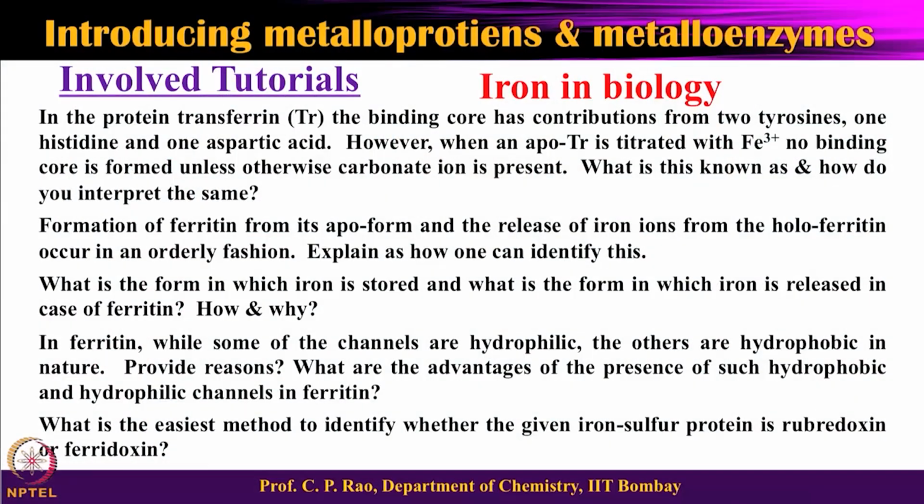Okay, let us come to the next question. Formation of ferritin from its apoform and the release of the ions from the hollow ferritin occur in an orderly fashion. Explain how. You know that the ferritin core is huge, about 70 to 80 angstrom, about 7 to 8 nanometers in diameter, and therefore about 4,500 ions can sit inside this core. If that many can sit inside the core, obviously you have to have a method, a fashion by which this can be connected.